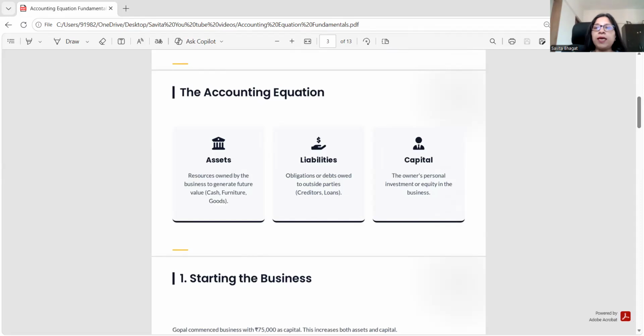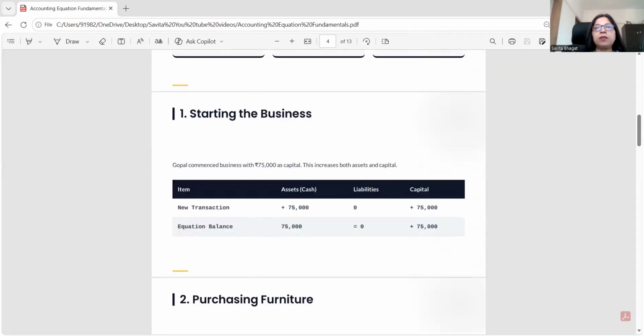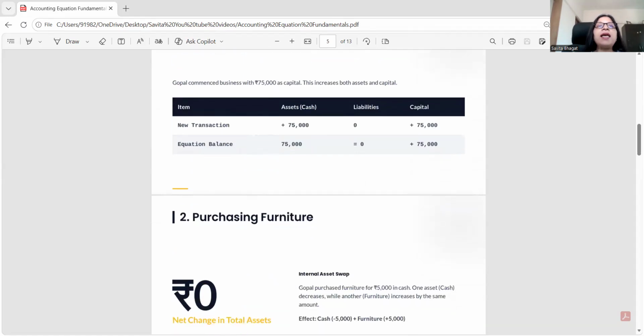Now, let's go to the examples, starting with the business. Gopal has commenced his business with 75,000 as capital. So what will the accounting equation look like? Assets is equal to liabilities plus capital. Now Gopal has started his business, so assets will increase, cash, and on the other hand, capital will increase, because he has infused that much capital.